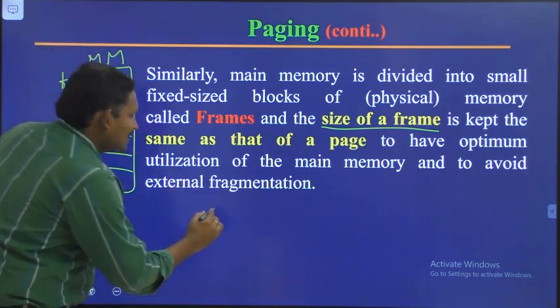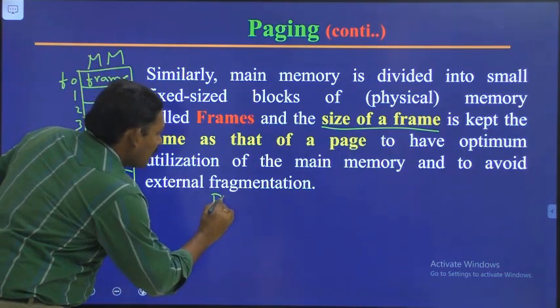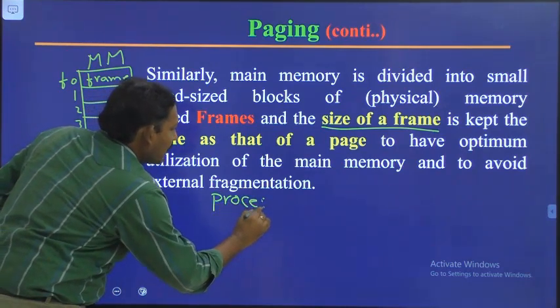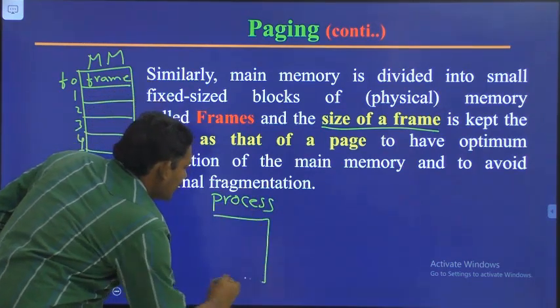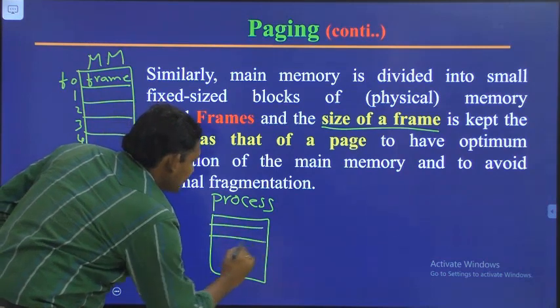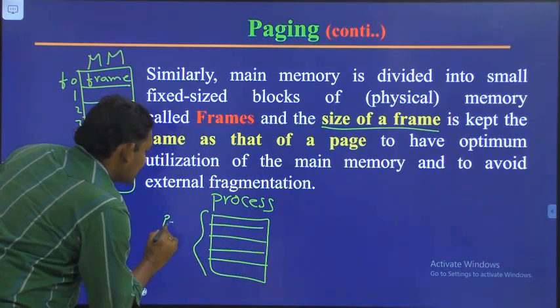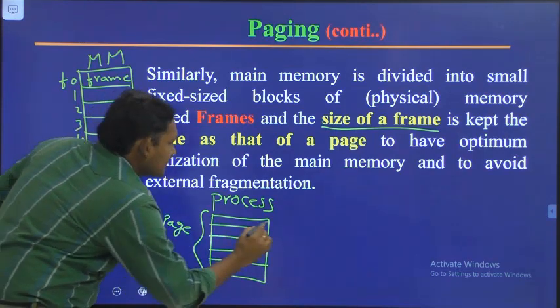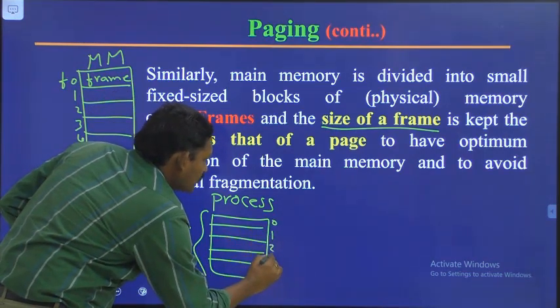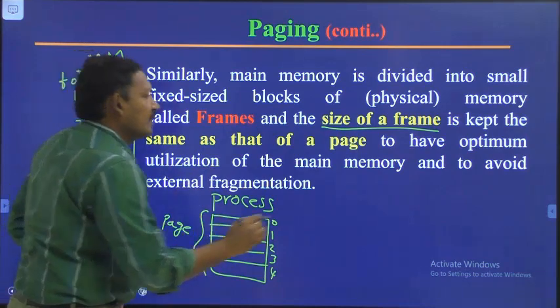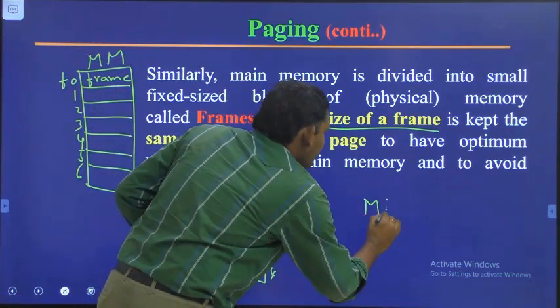So here, if you listen, the process will be split into a number of pages. What are all these? All these are pages. Page 0, page 1, page 2, page 3, page 4, like that. So we have main memory.